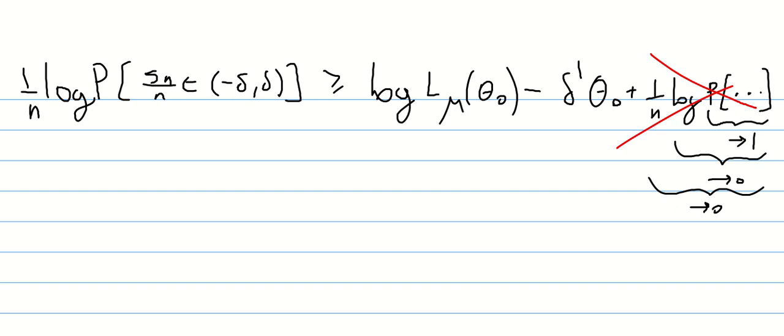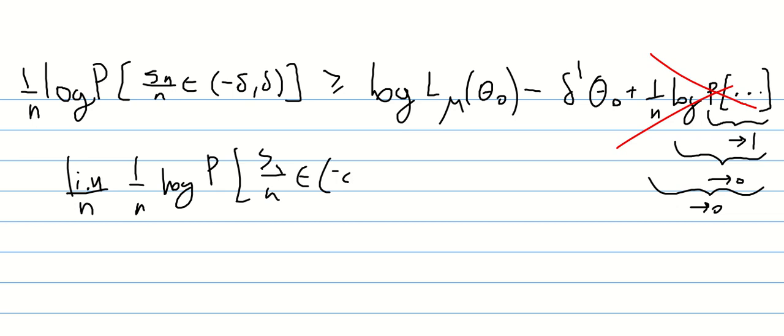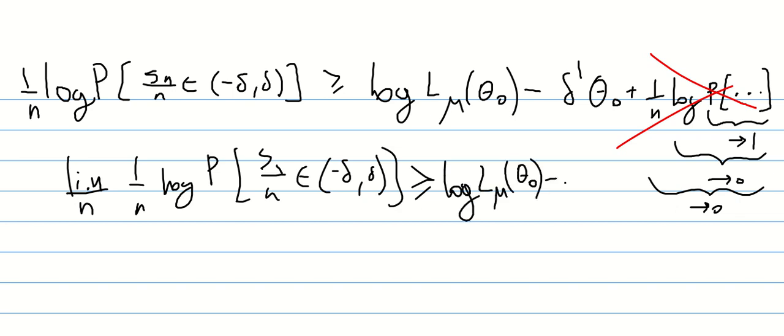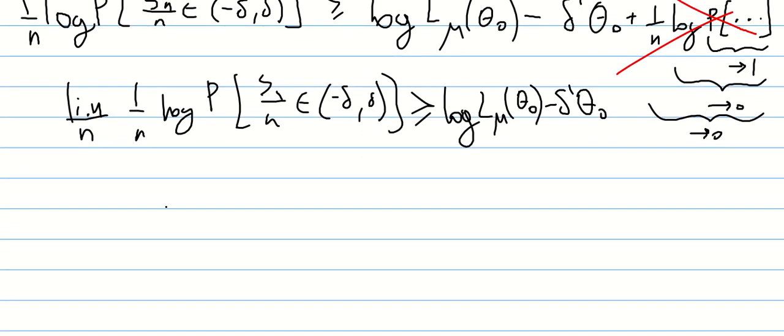If we take the lim inf in n of 1 over n log of this probability, we are going to get a lower bound of the type log of L mu of theta 0 minus delta prime theta 0. And this is true for every delta prime in 0 delta. So in particular, this is also true.